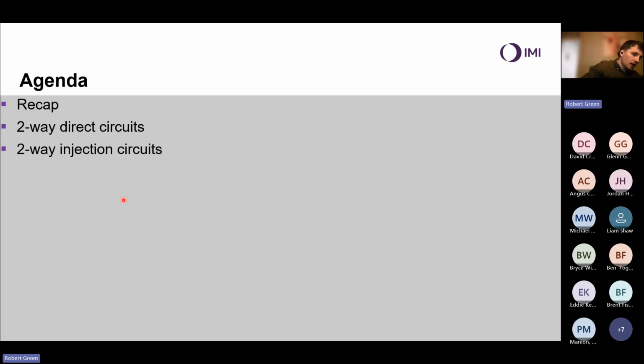Then in the webinar in, I think, 2 weeks' time, we're going to carry on a little bit more in that vein and look at some more applications, selection of products, and different reasons for selecting different types of products. But we wanted to start off by looking at what these circuits actually are.